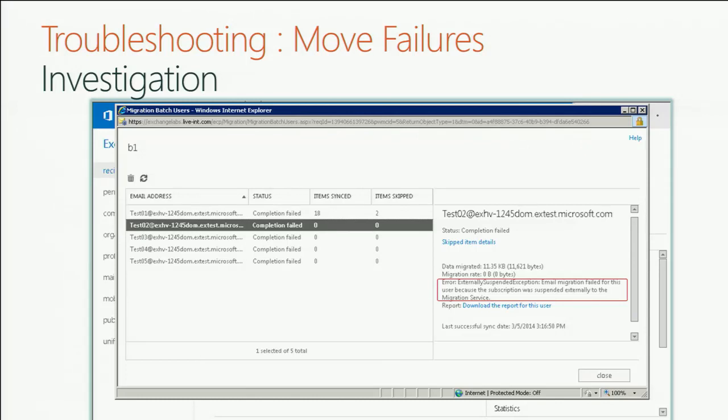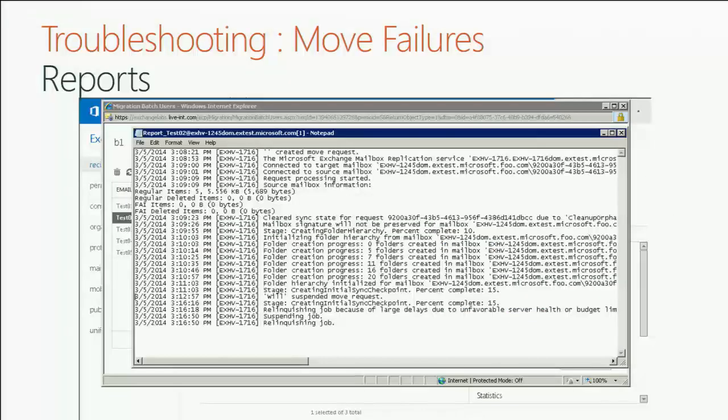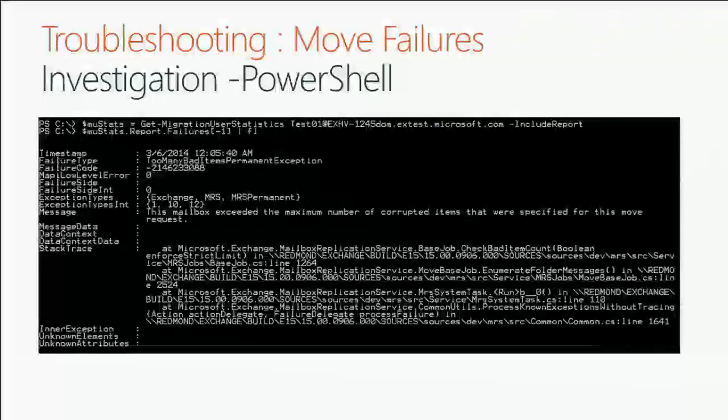So then you'll get an error like this, and you can download the report, and it'll tell you all the information about that move. And so you can see here that, oh, looks like I suspended it. So, whoops. All right. So you can also see errors through PowerShell. If you run the get migration user statistics commandlet, then you can include the report into that. And then using PowerShell scripting, you can do all kinds of magic and look at all the error details that you could possibly want.